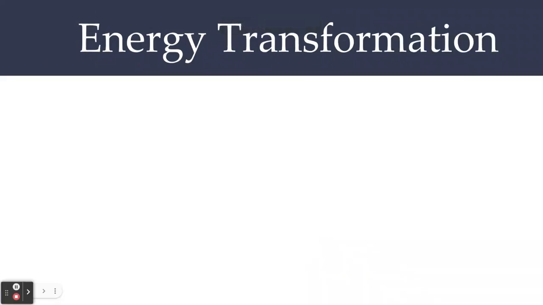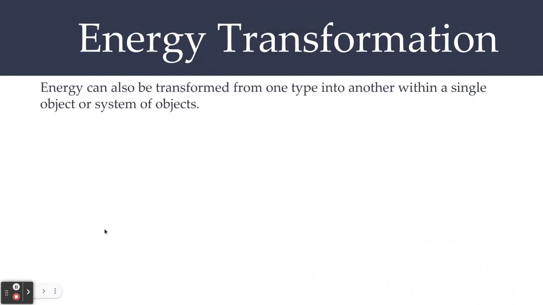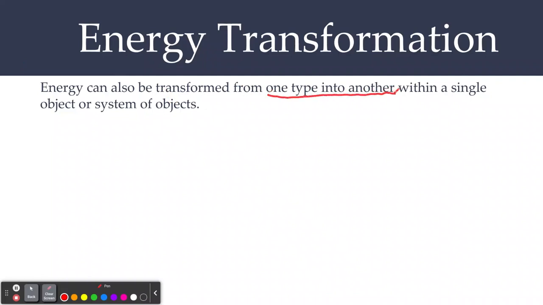Let's compare that with energy transformation. Energy can also be transformed from one type into another within a single object or a system of objects. So let's go ahead and annotate our notes here. I like to use, for an energy transformation when I know that the energy is changing from one type to another, one type of energy into another, this kind of loop-de-loop arrow. And this can happen within the object itself or in another one.